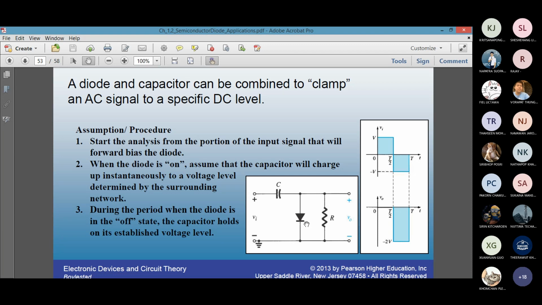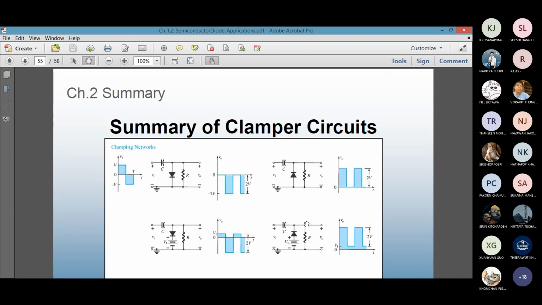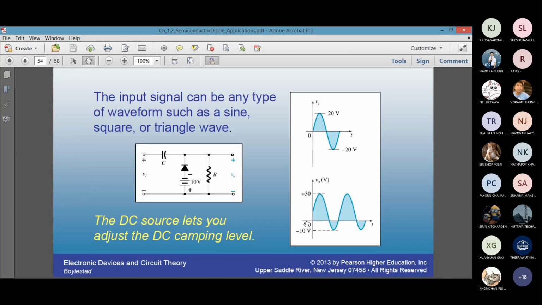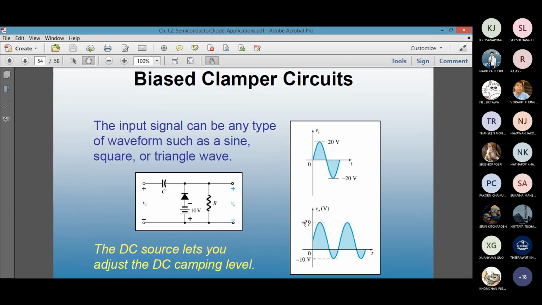We did a few examples in the class. A clipper and clamper, okay. The clamper, you can also have a bias clamper, but the DC biasing you have to apply in the same branch where you have the diode, in series with the diode. Do not put in another branch.